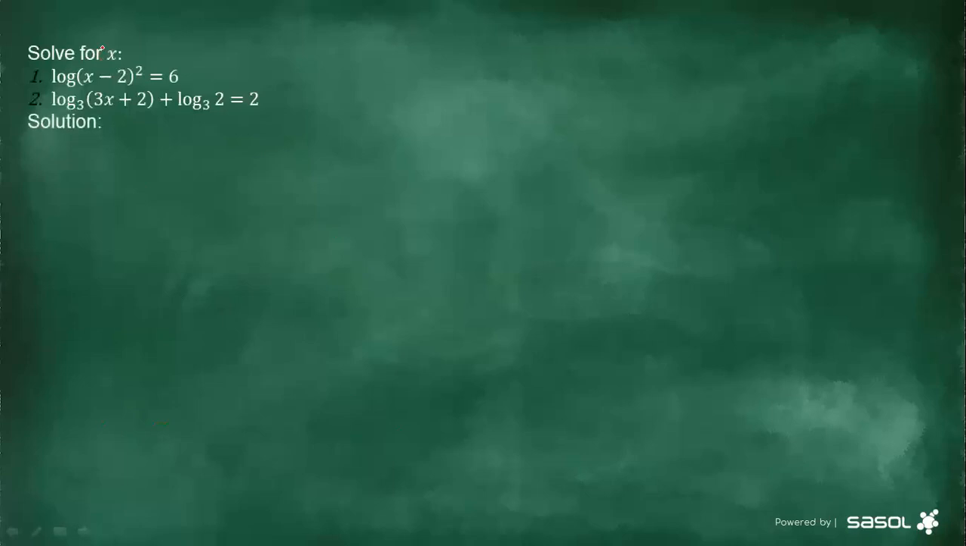Solve for x: log of (x minus 2) all squared, base 10, equals 6. And then the other one is log of (3x plus 2) base 3, minus log 2 base 3, equals 2. Let's see how we do that. To solve for x, you should now take log form into exponential form. That's how we should go about it.